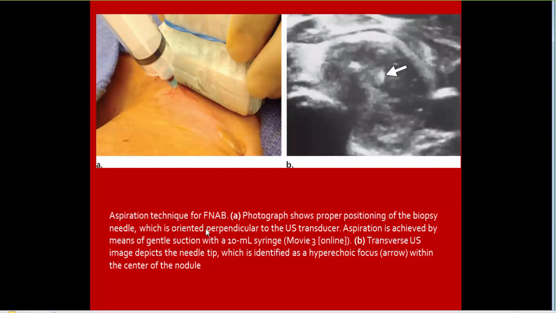This is the aspiration technique for fine needle aspiration biopsy. As we see, the biopsy needle is properly positioned, oriented perpendicular to the ultrasound transducer. Aspiration is achieved with gentle suction, with a 10 milliliter syringe. Transverse ultrasound depicts the needle tip, which is defined as a hyperechoic focus within the center of the nodule.